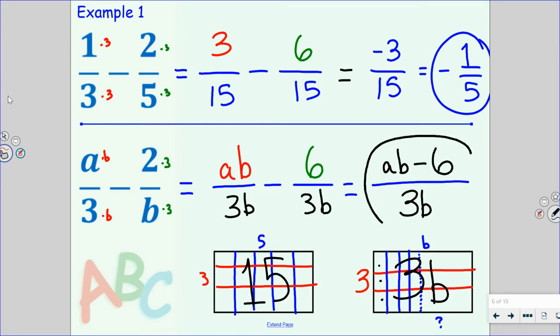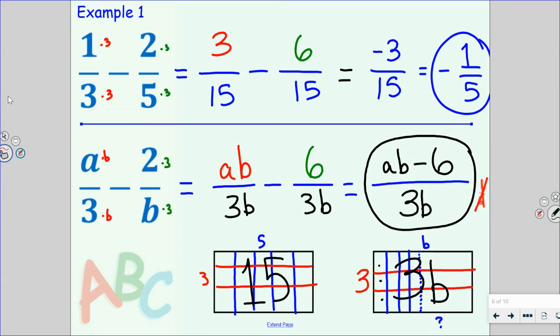So our final answer will be AB minus 6 over 3B. Now, as always, you can check to see if anything reduces, but it has to reduce into every single term. For instance, B goes into this term, it goes into this term, but it doesn't go into 6. Therefore, you cannot divide by B. In fact, no number or variable will divide into every part.